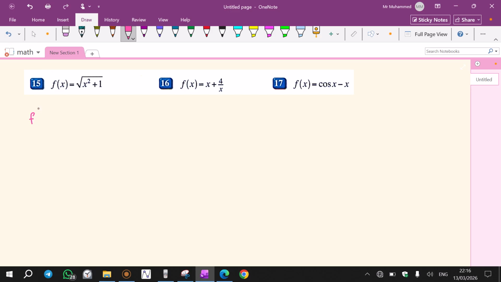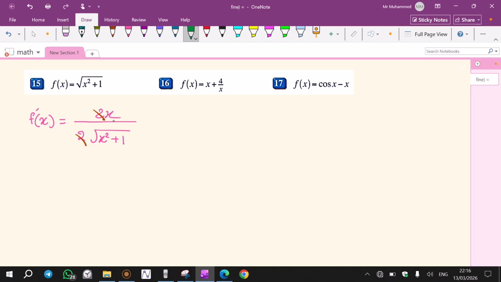F prime x equal to, how is the derivative of square root? 2 square root goes down. Derivative of inside is 2x goes up. Now 2 cancels 2. I have x over square root x squared plus 1.